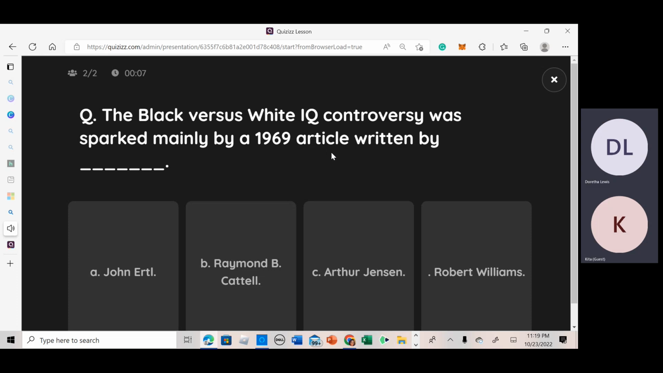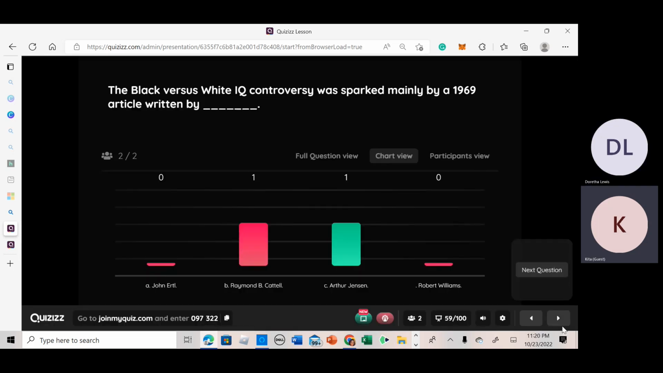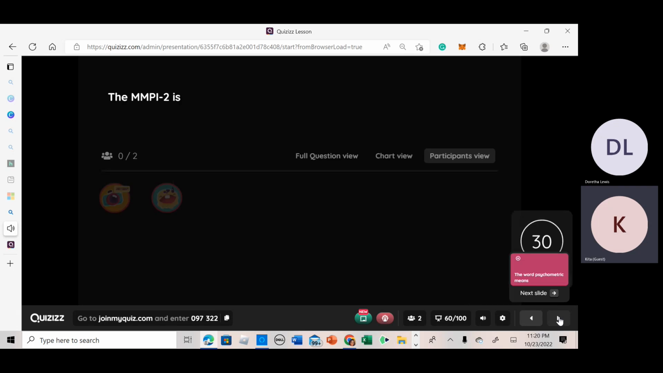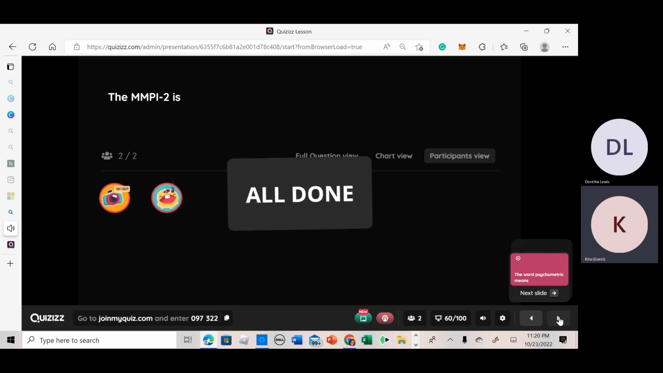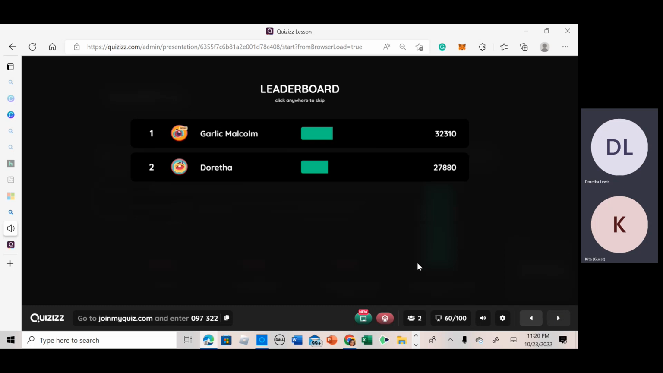The black versus white IQ controversy was sparked mainly by a 1969 article written by Arthur Jensen. Choice C. The MMPI-2 is D, the standardized personality test.